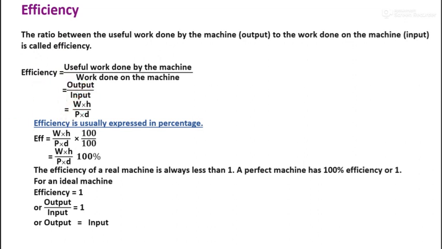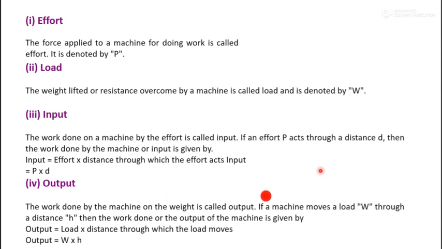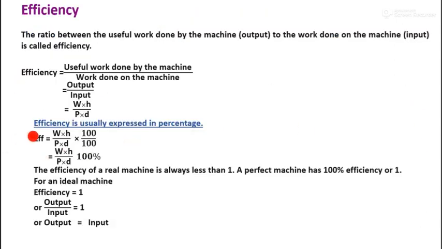Now what is output? We already described it. Input means effort multiplied by distance, and output means load or weight multiplied by height. So input is P multiplied by D, and output is W multiplied by H. Now we will put this in the equation: weight multiplied by height over effort multiplied by distance. P means effort and D means distance. W means load and H means height.